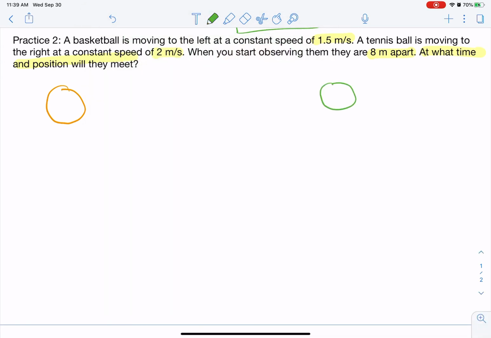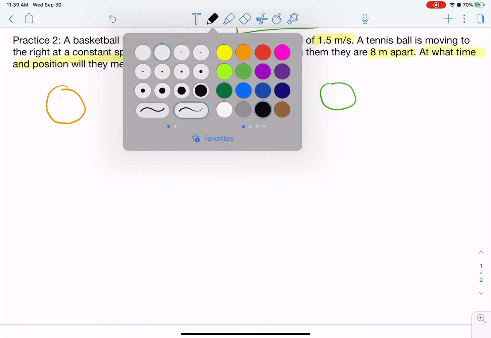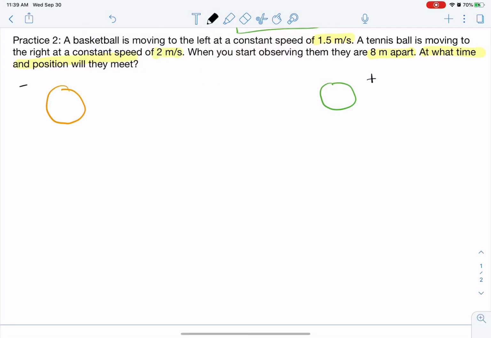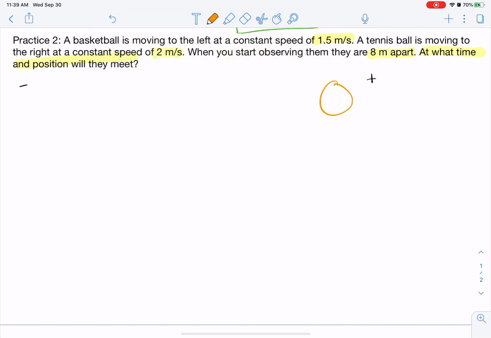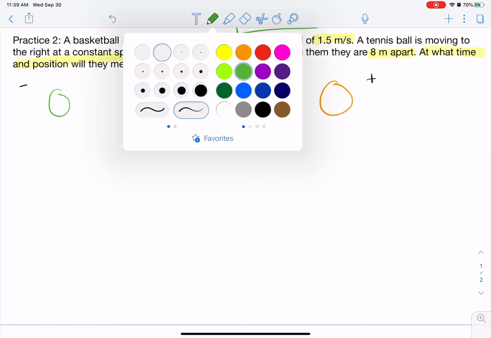Okay. And we have to remember that we need to pick a positive and a negative direction. You could pick either way. I usually put positive to the right. The basketball is moving to the left. So, I just drew this backwards because this basketball will be moving to the right. So let's fix that. This is our basketball. It's moving to the left. This is our tennis ball. It's moving to the right.